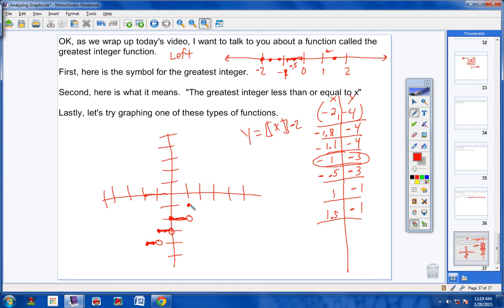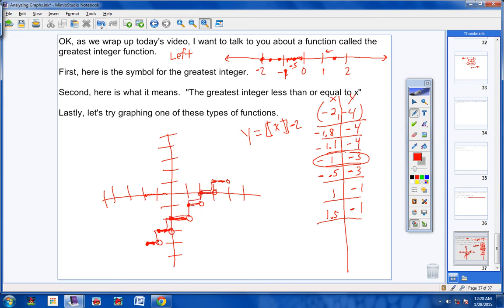Look, any value you put in between 1 and 2 is going to give you out negative 1. So it continues on until you get to here. Then you put an open spot. And this continues on. And by the way, this is a form of a step function. Doesn't it look like stair steps? We call this a step function.